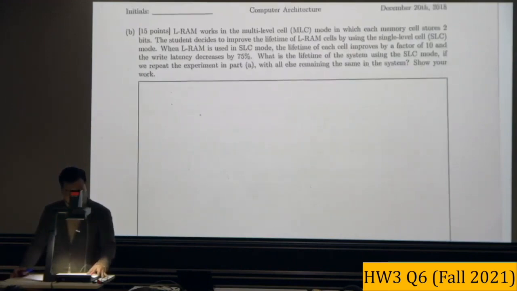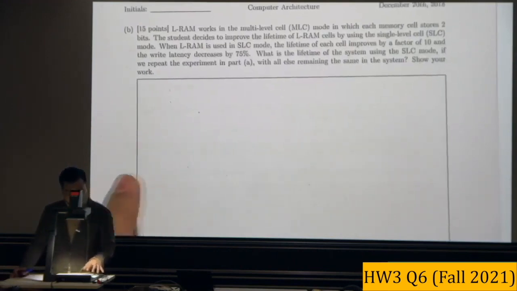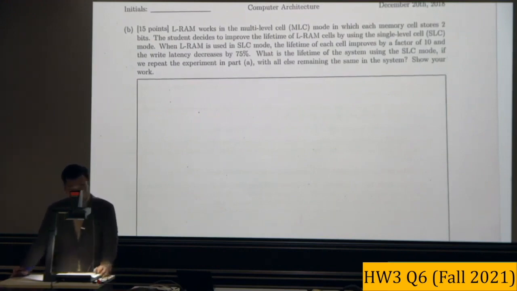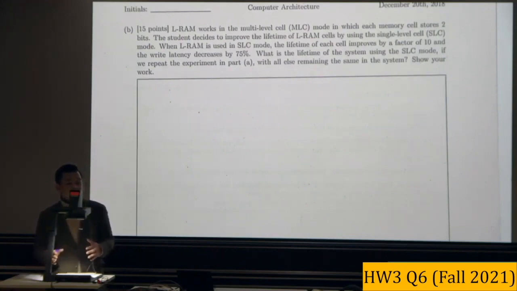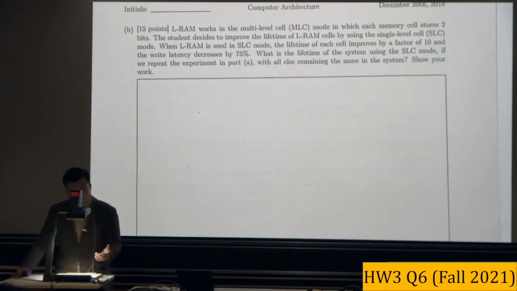And here is another piece of information. LM works in the multi-level cell mode, in which each memory cell stores 2 bits. As we have learned in the lecture, by making some distinguished states for a cell, a cell can represent multiple bit values. For example, if we store 2 bit values in a cell, we need to make 4 different states.